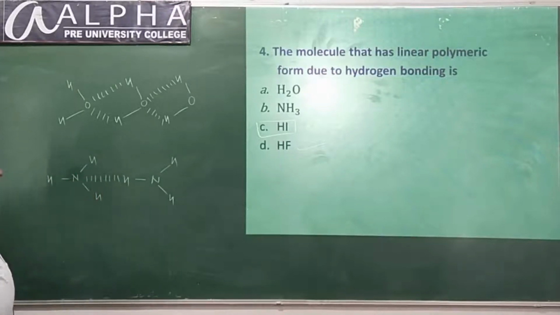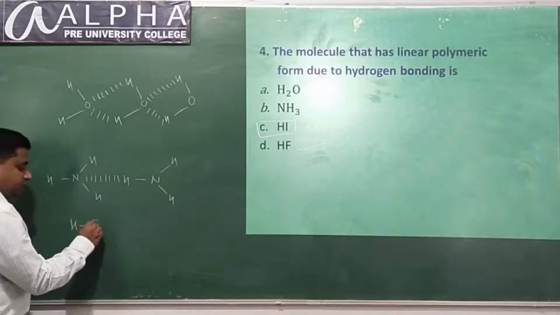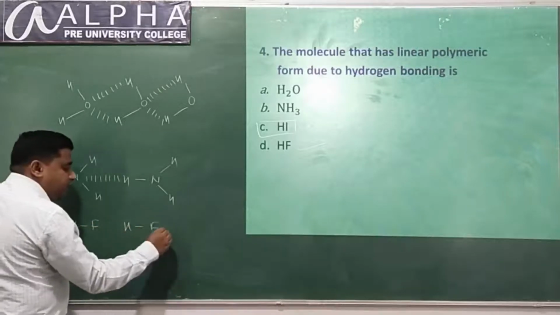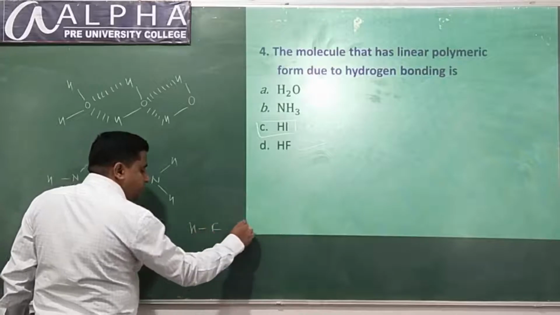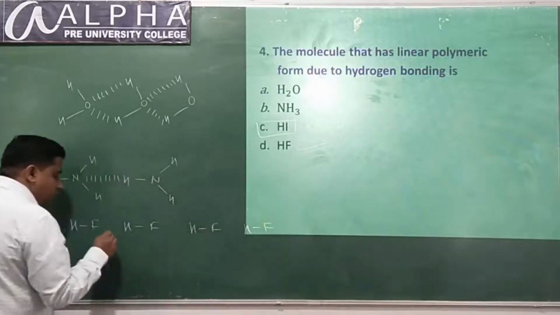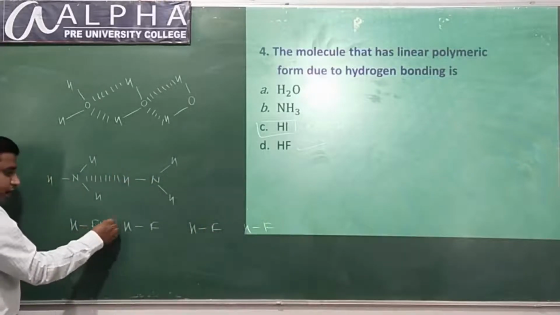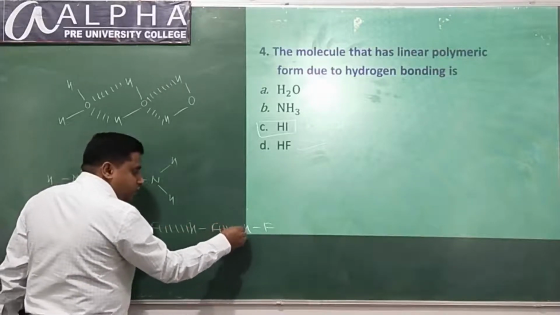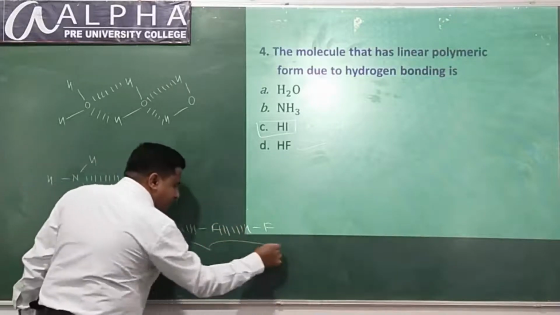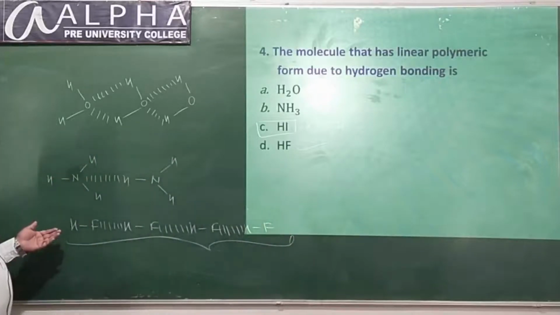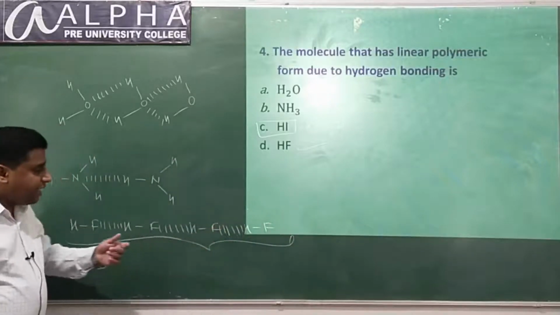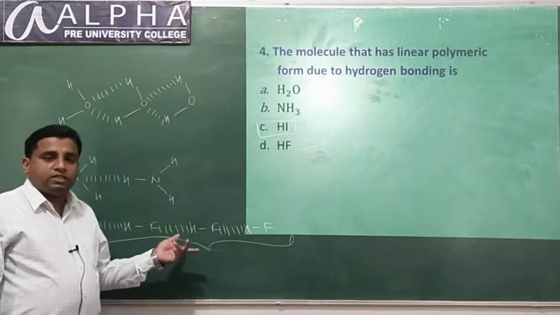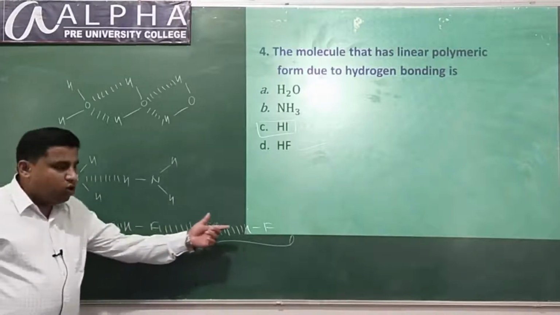If you consider hydrogen fluoride, there exists hydrogen bonding between hydrogen fluoride molecules. So fluorine to hydrogen, and fluorine to hydrogen. Don't you think this is a linear form? Linear means what? Straight chain, no branches. So it's a straight chain molecule.